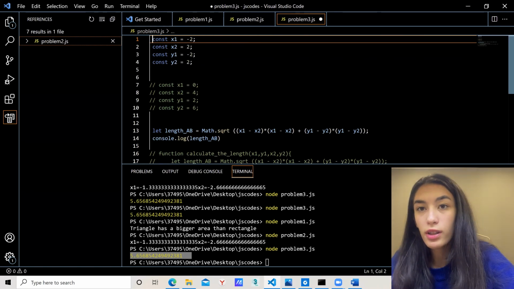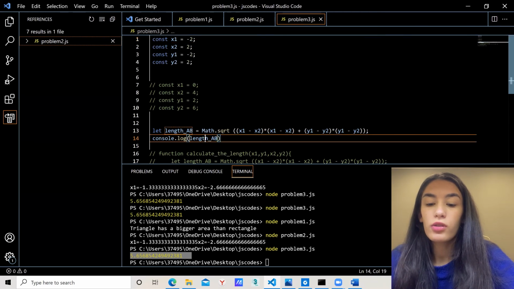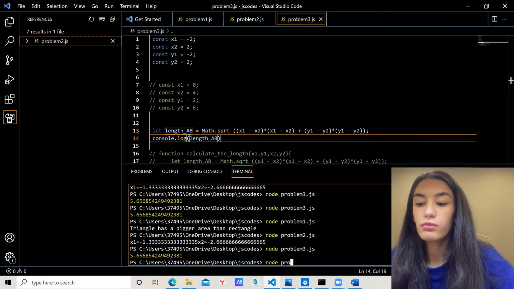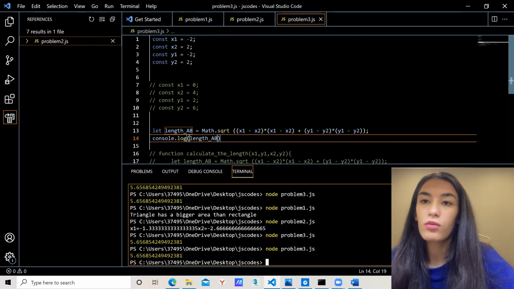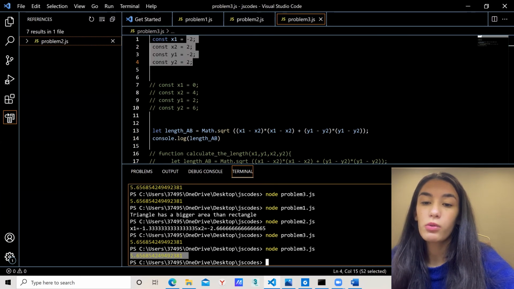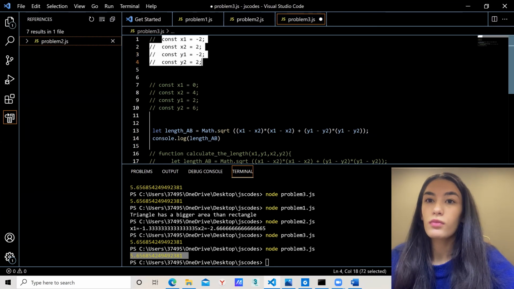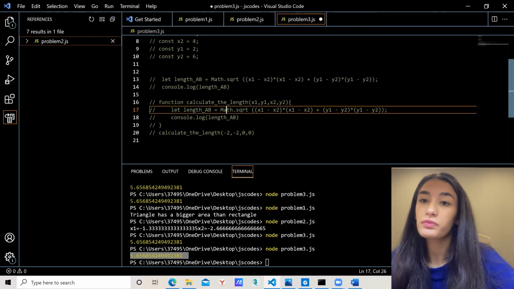both negative and positive. Let's just try to solve for negative and positive numbers. So after assigning these values, we get that length AB is equal to this. And I have also solved the problem by using functions.